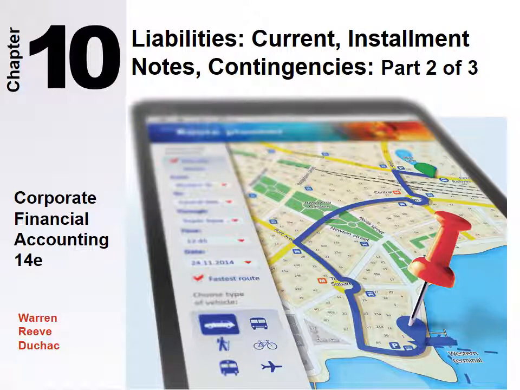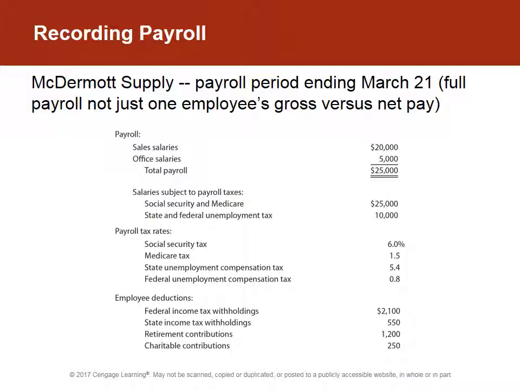Financial Accounting, Chapter 10, Liabilities, both current and installment notes and contingencies, Part 2 of 3. So in Part 1, we did an introduction to current liabilities. We talked about accounts payable and accrued liabilities, and we had an introduction to payroll. In Part 2, we're going to dig a little deeper into payroll, and we're going to start by recording payroll.